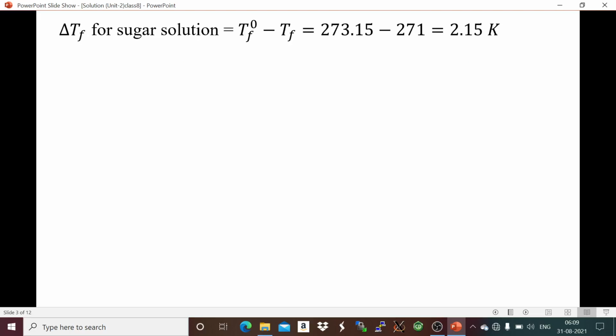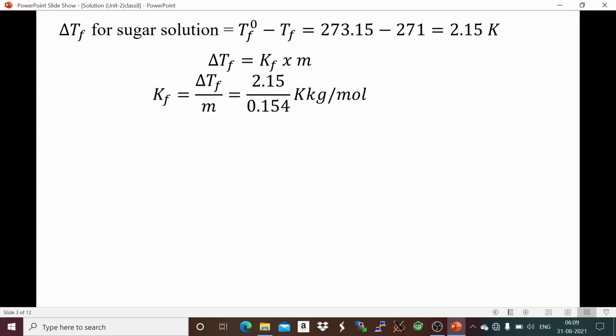So we can find out depression of freezing point, that is delta TF, for sugar solution or cane sugar. Delta TF is equal to TF naught minus TF. So TF naught, that is pure water freezing point, it is given 273.15. So minus, in sugar solution it is also given 271. So minus 271, it is 2.15. So delta TF is given. So if delta TF is given, we can find out KF. So KF value is equal to delta TF by M.